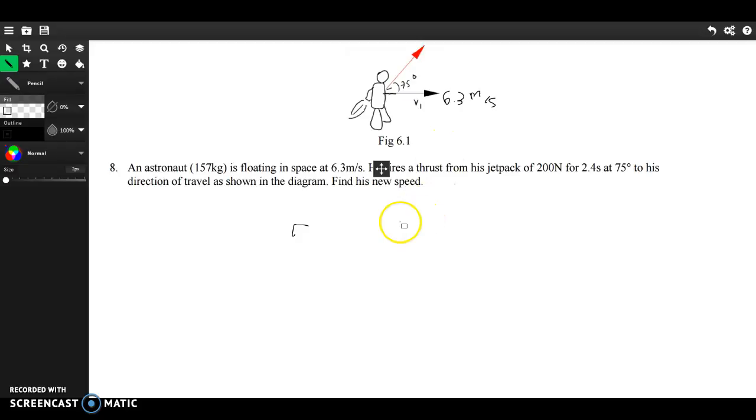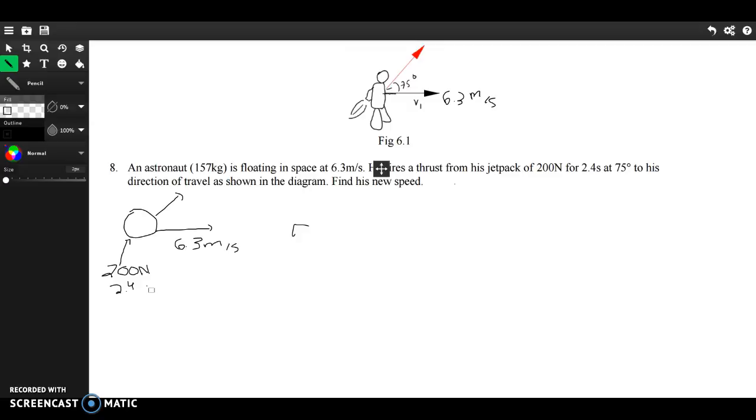And so, to make this easier to see, you have a circle right here, which is going to be the person, and he's going at 75 degrees. He's going over here, 6.3 meters per second. And let's just say the jetpack propels him upwards. Alright, and then this is 200 newtons for 2.4 seconds. That is the information that we're given.